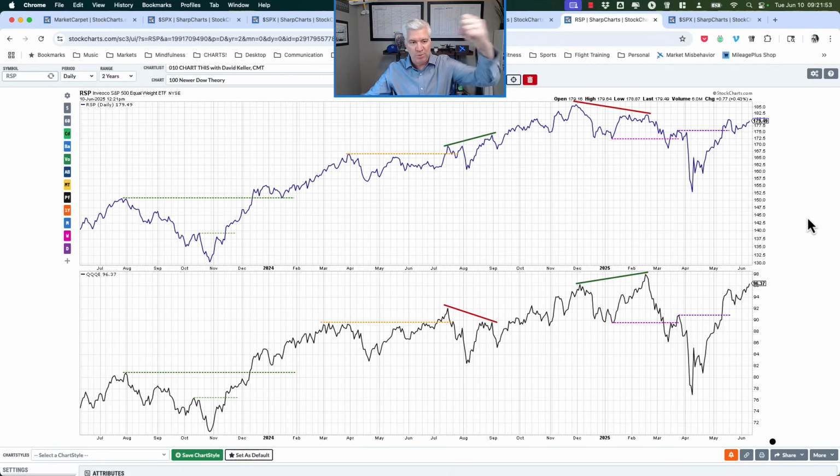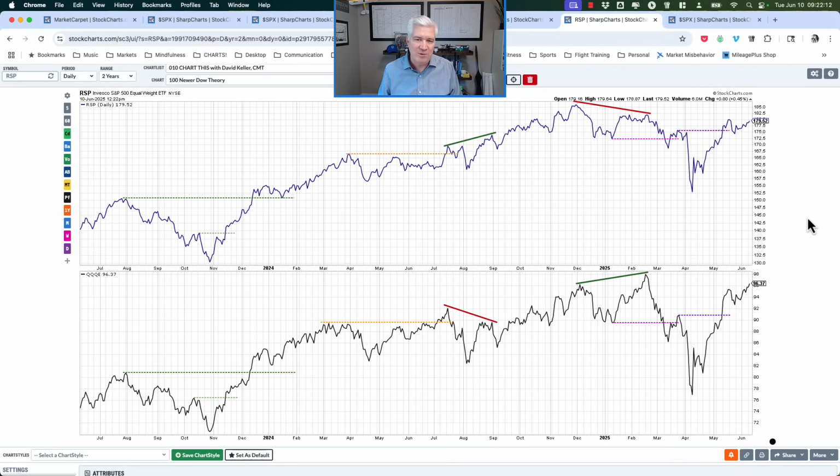If one of them is breaking out and the other one is not, that's a bearish non-confirmation is what he called it. But it's basically a bearish divergence where one of them is breaking out and the other one is not. The reason why I wanted to highlight that is because we had a pretty classic bearish divergence using what I call the newer Dow theory.